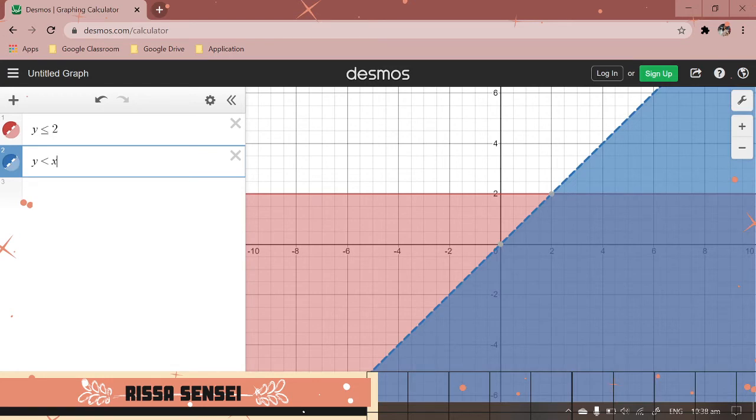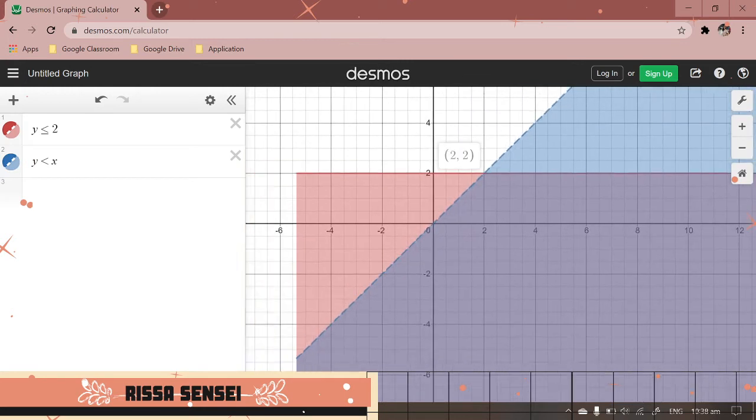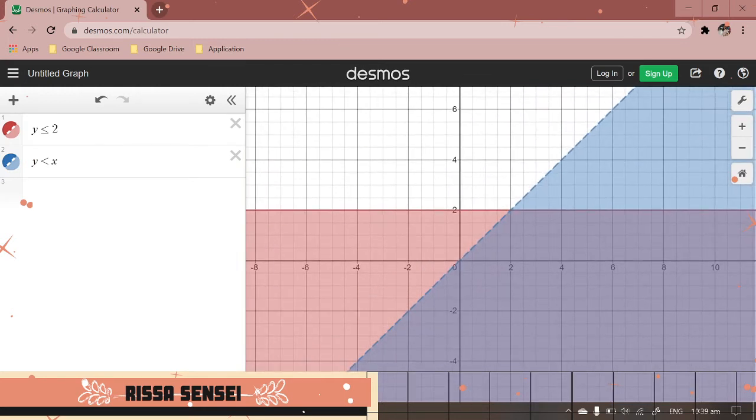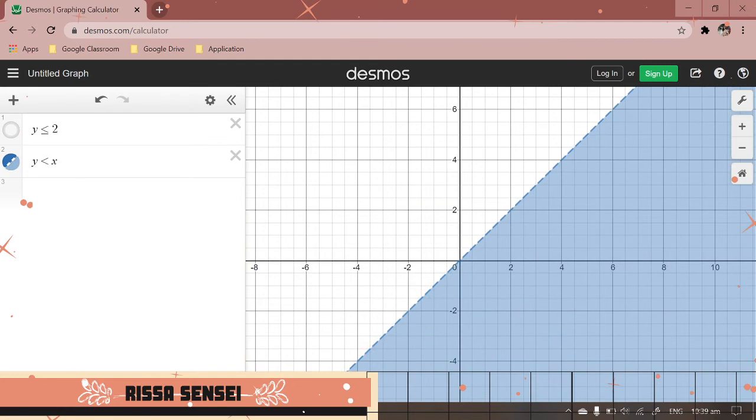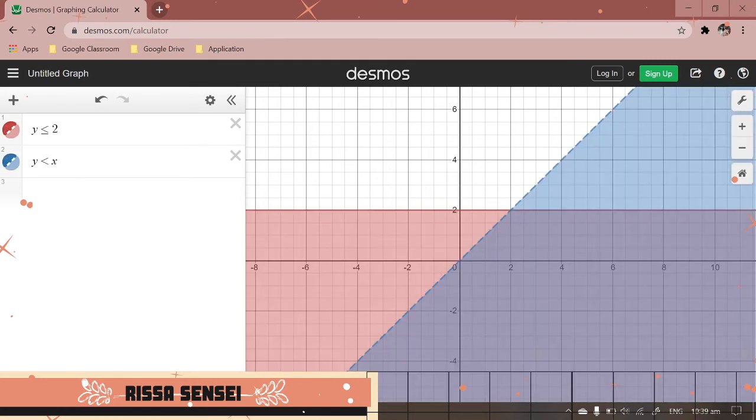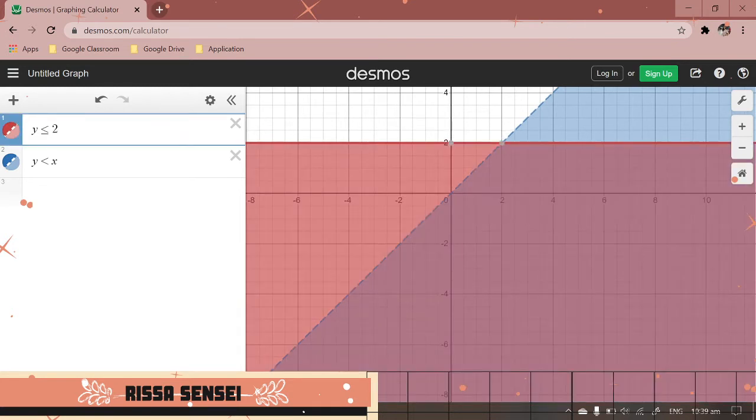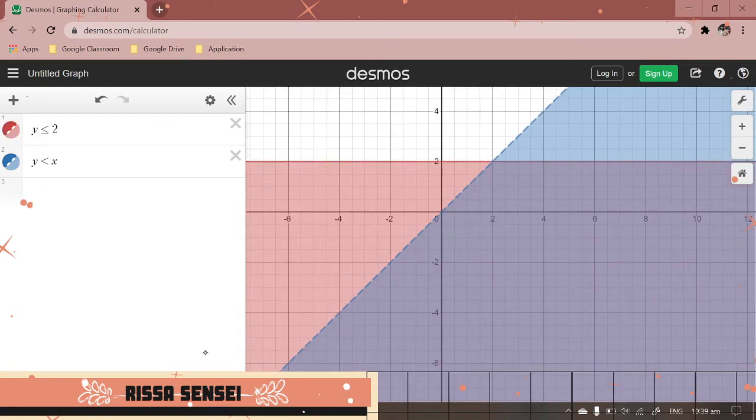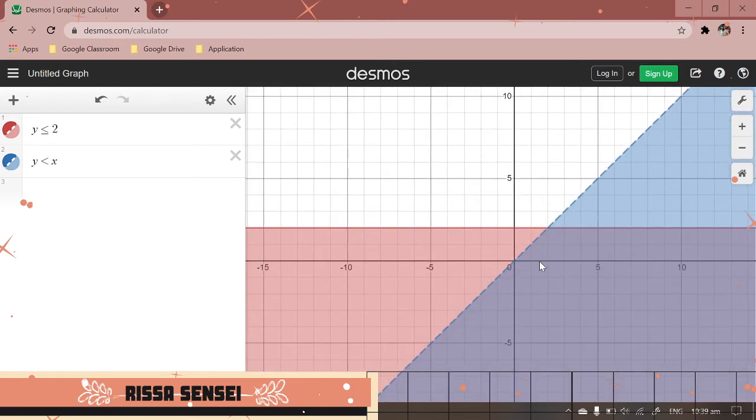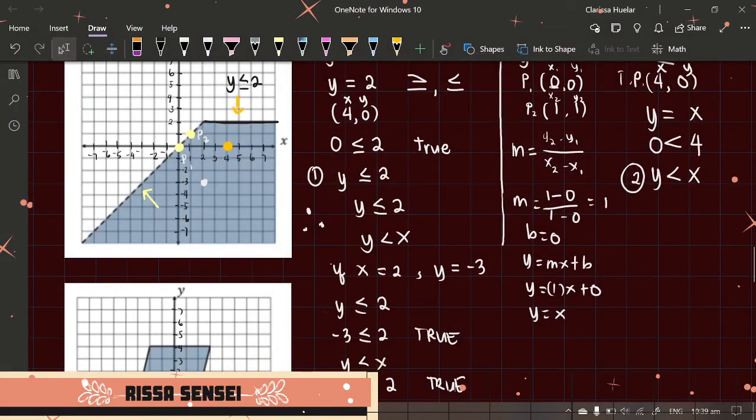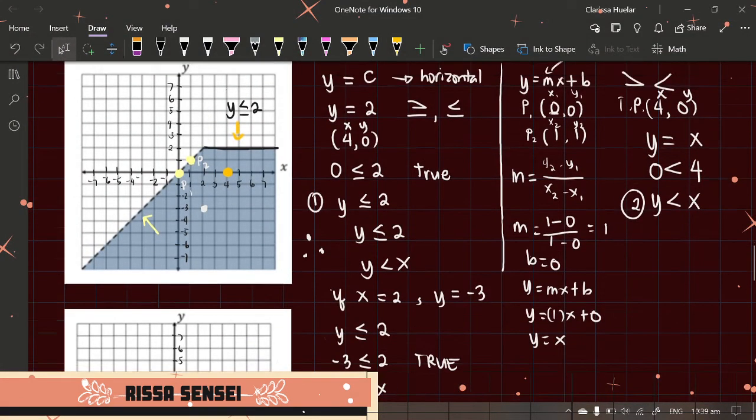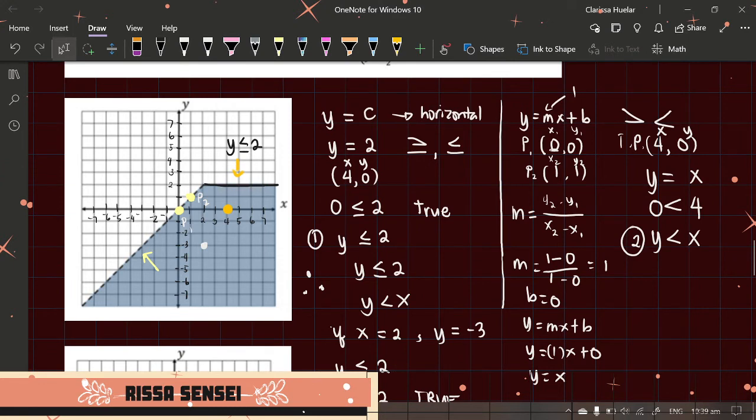Yan. Itong part na ito, kung makikita niya, di ba? May red, tapos may blue. Yung intersection nila, yung overlapping region nila ay yung shade, yung color blue kanina. So, ito yun. Yan yung itsura. Yan. Parang trapezoid. Okay? That's how you answer this kind of question.